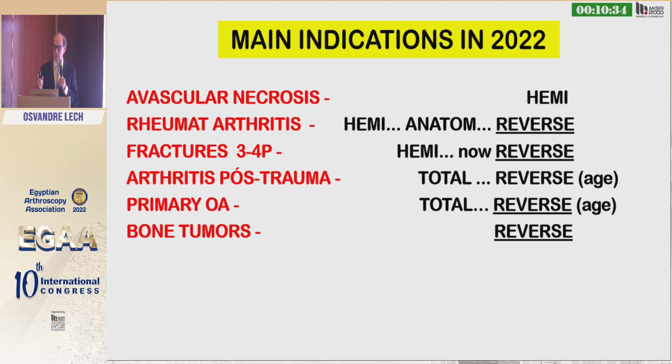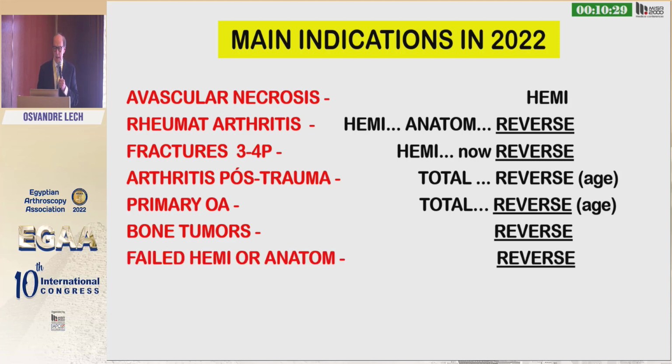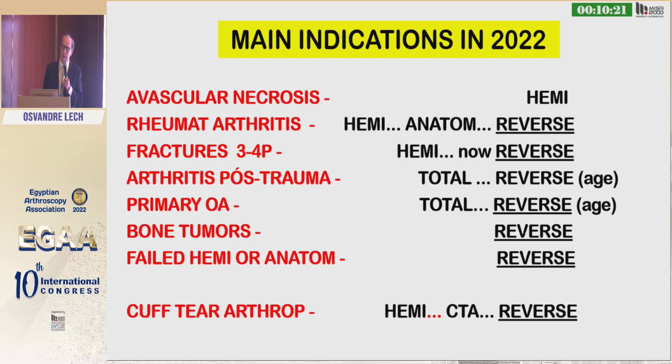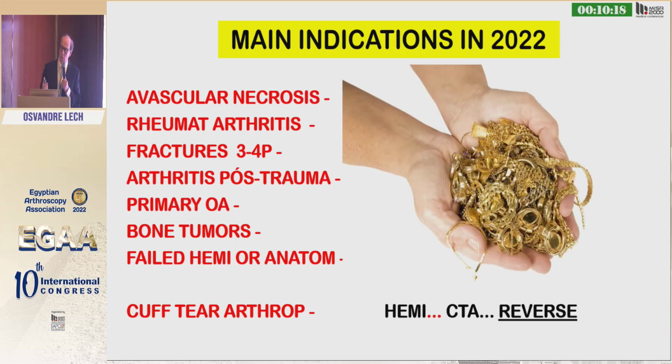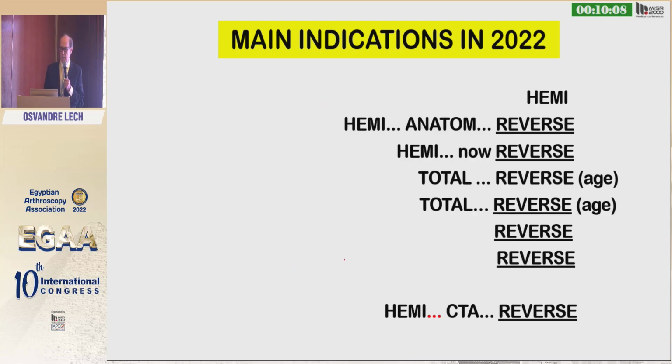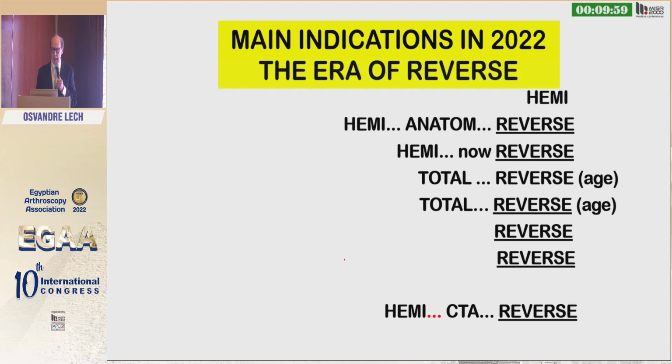Bone tumors, mostly reverse nowadays because you have to take everything out, including muscles. When Hemi and Anatomic fail, you do a reverse. And finally, the big gold standard indication is the cuff tear arthropathy. When your cuff fails, you go to reverse. So, look, it's a lot of reverse here, but this is what the literature shows us nowadays. So yes, it's the era of reverse.